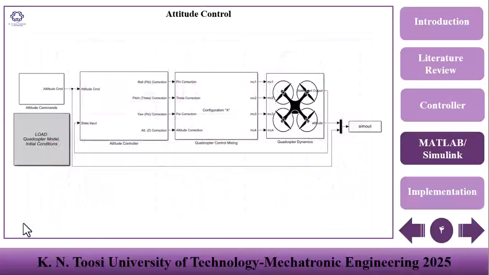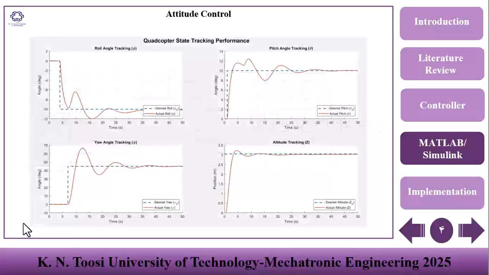Now, this diagram shows the attitude control loop where roll, pitch, yaw, and altitude commands are converted into motor signals. The quadrotor dynamics then update to reflect the new state. And this graph illustrates the tracking of roll, pitch, yaw, and altitude. The actual output follows the desired commands with acceptable accuracy and stability.